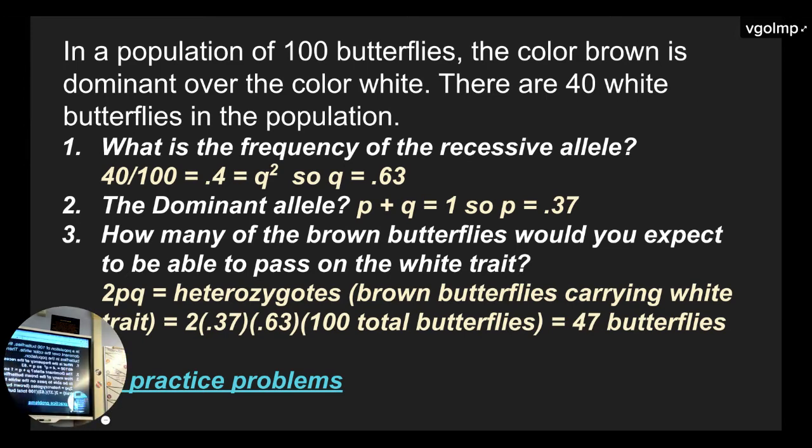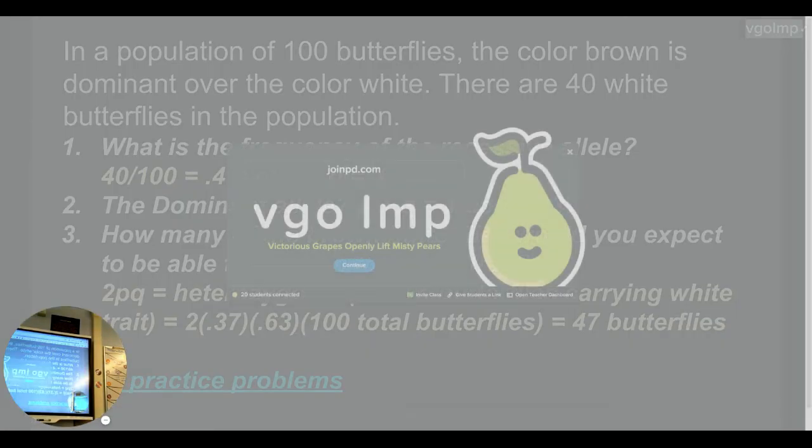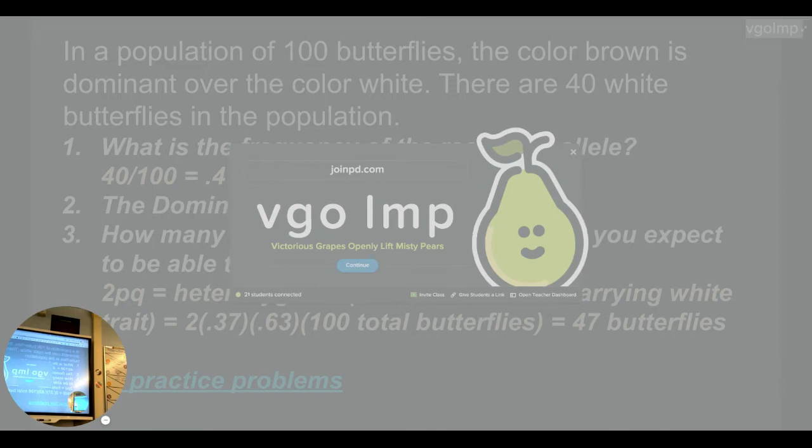Okay, for those of you that just got in here, here is the code. Oh, I'm scared because it went white. Can you see it? Yes.